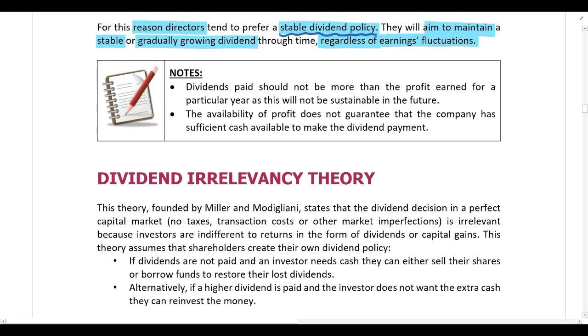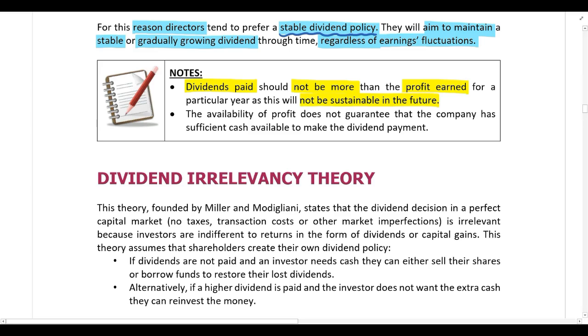Then just 2 important notes. Dividends paid should not exceed the profit earned in a particular year. Otherwise, the dividend will not be sustainable in the future. So for example, guys, you shouldn't have a company which makes a profit of 80,000 rand distributing dividends of 100,000 rand. Those dividends will not be sustainable in the future.